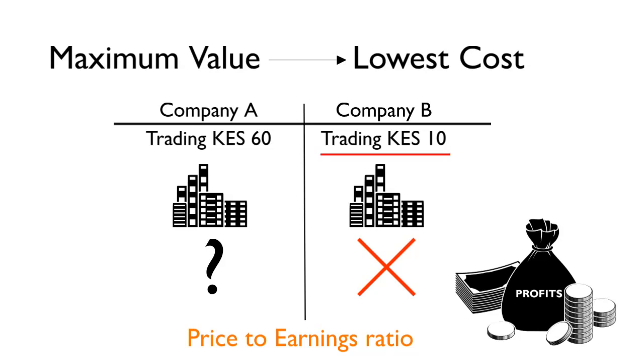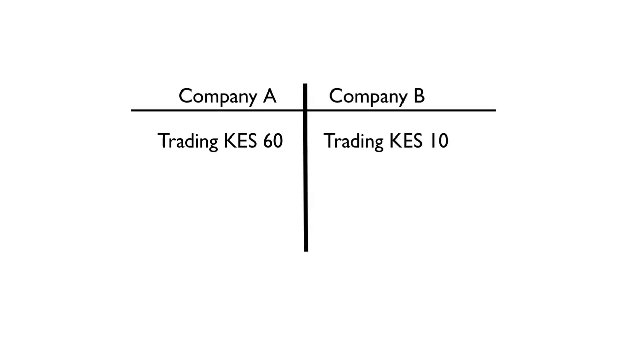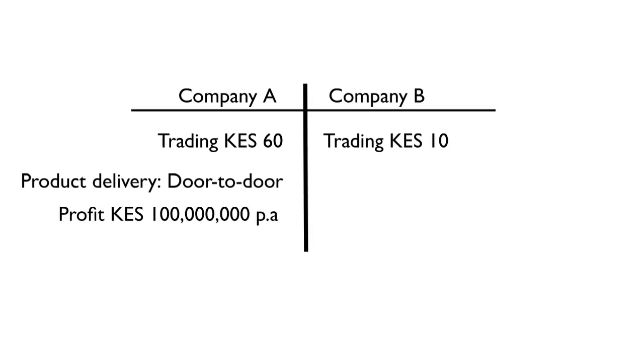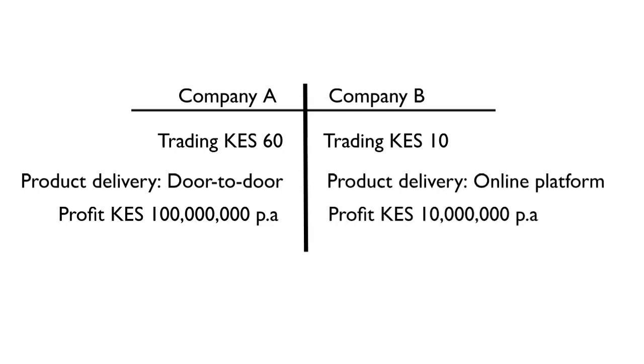Back to our example. Company A has been around for a long time and has established itself selling technological products door to door. The company makes 100 million shillings a year in profit, minus the dividends they pay out every year. Company B, a relatively newer competitor, sells the same technological products on their new online platform and makes 10 million shillings a year in profit, minus the dividends they pay out. Company A clearly has higher earnings, but with a stock price of 60 shillings, we still can't tell if this is the better bargain overall.